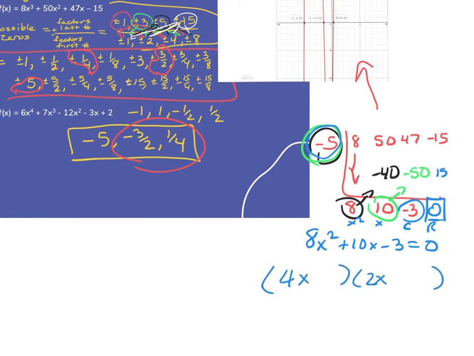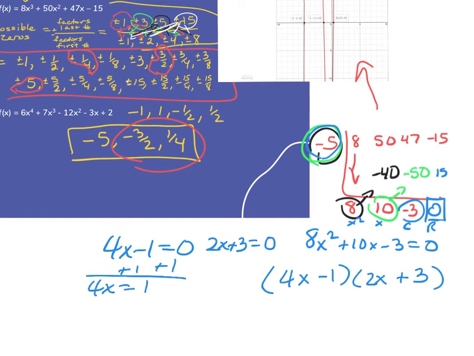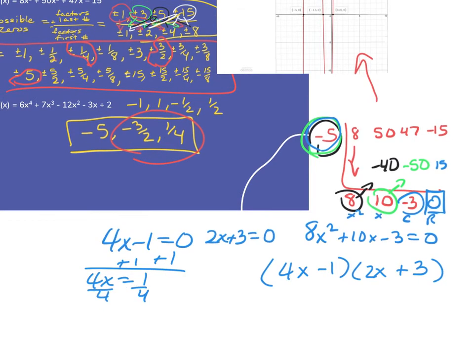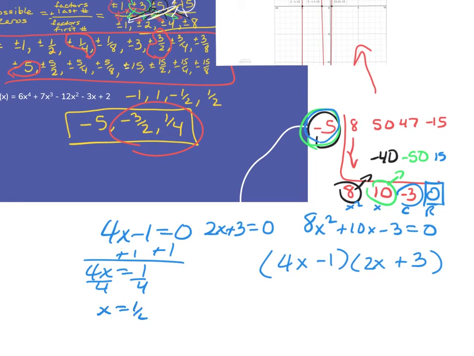And then I'm gonna factor the 3 into 1 and 3. So negative 1, positive 3. Because it's asking me to list the zeros, I now have to take the 4x minus 1, set it equal to 0, and 2x plus 3, set it equal to 0. Add 1, 4x equals 1, divide by 4, and x equals 1/4. Over here, subtract 3, 2x equals negative 3, divide by 2, and x equals negative 3 over 2.